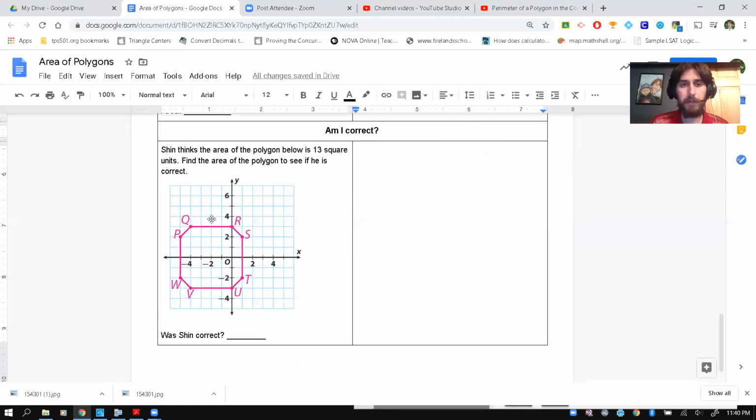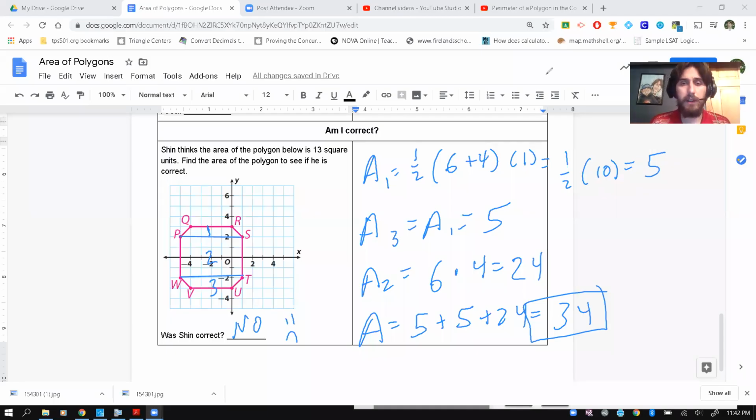So for this problem right here, again, see if you can find the area. Shin thinks that the area is 13 square units. See if you can determine whether or not Shin is right or wrong. You should pause the video, and then if you resume, you should see the answer in 5, 4, 3, 2. All right, hopefully you got that Shin was not correct.